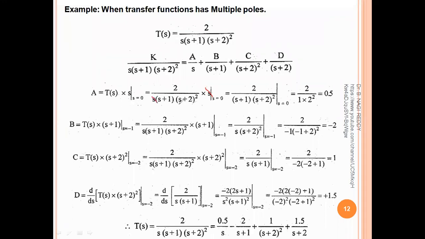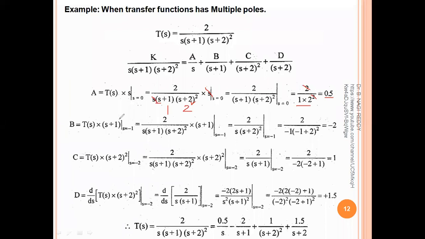And now substitute s is equal to 0. If you substitute s is equal to 0, this term becomes 1. And this term becomes 2 square, because this is whole square, right? So this is 2 square. So 1 into 2 square you can see here. However, the 2 square gets cancelled with the numerator. So we will have 1 by 2, or we can say 0.5 is our a value.